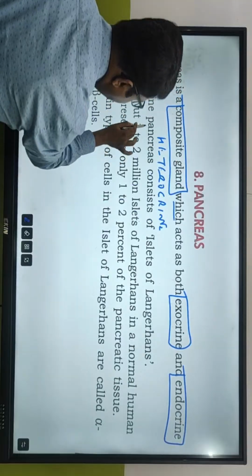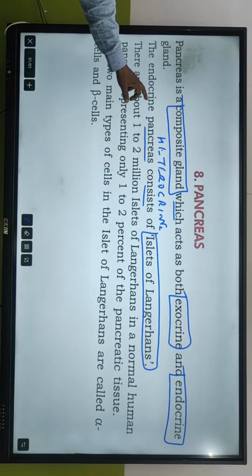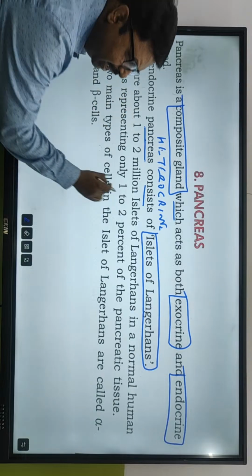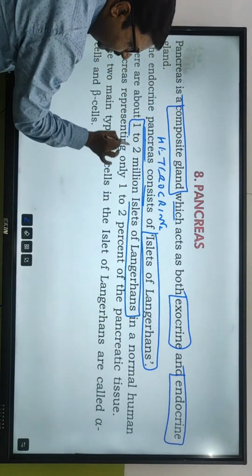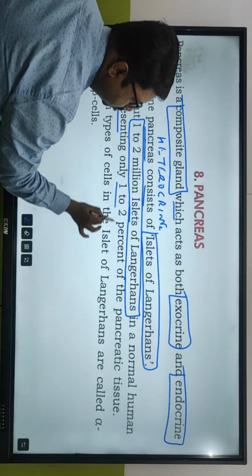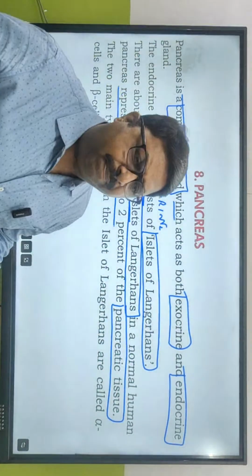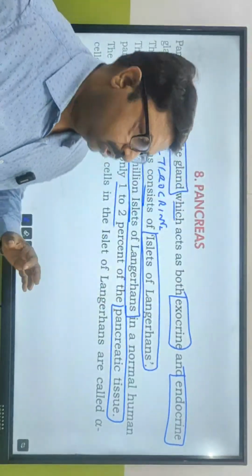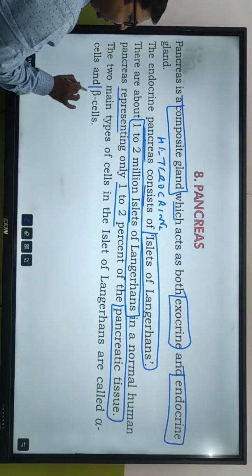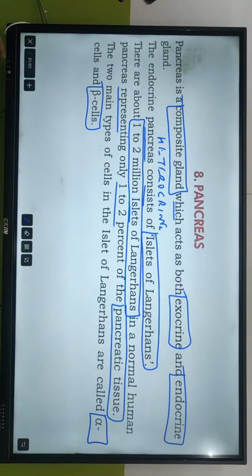The endocrine part of the pancreas consists of islets of Langerhans. There are about 1 to 2 million islets of Langerhans in a normal human pancreas, representing only 1 to 2% of the pancreatic tissue. Fine? The two main types of cells in the islets of Langerhans are called alpha cells and beta cells. One is alpha cell and the other is beta cell. Clear? Very good.